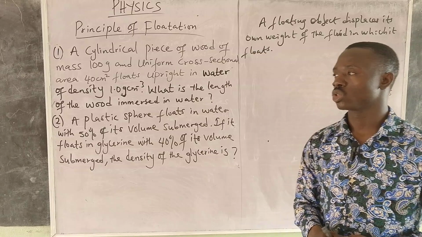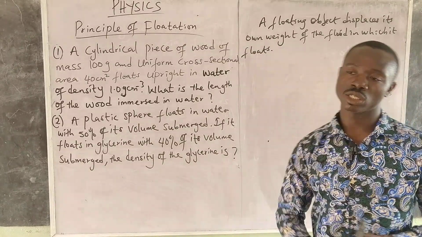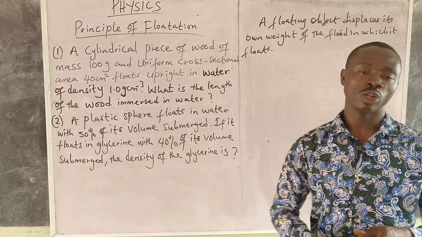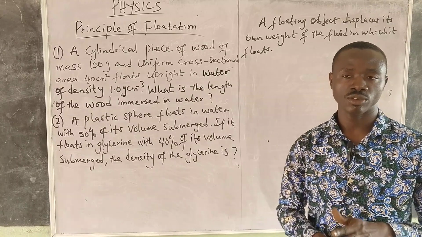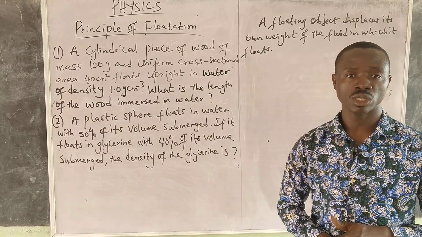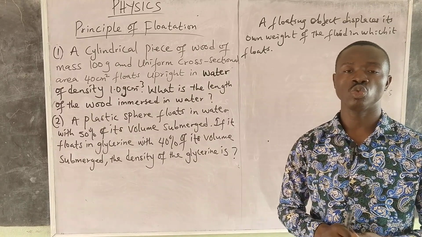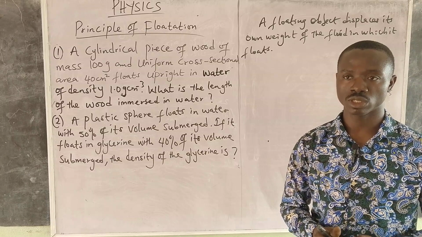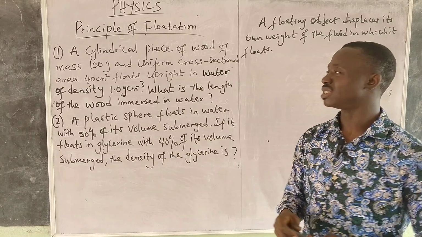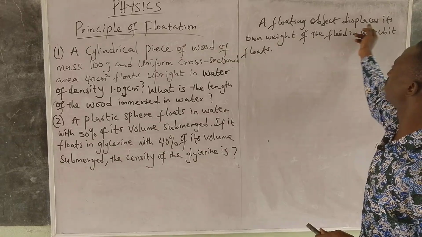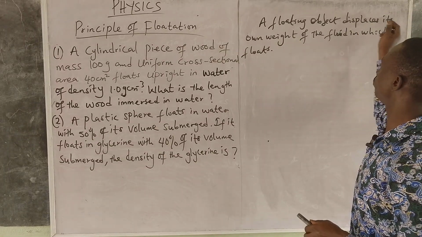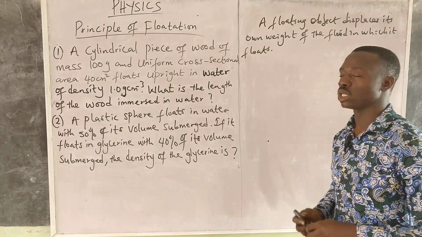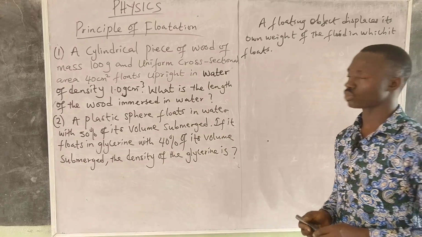All right. So what this principle is saying is that when an object is floating in a fluid, the weight of the object is equal to the weight of the fluid displaced. So it displaces its own weight of the fluid in which it floats. Now it means we can write an equation for this.